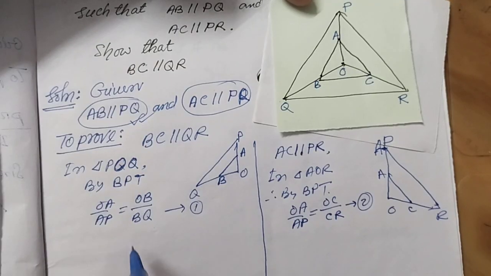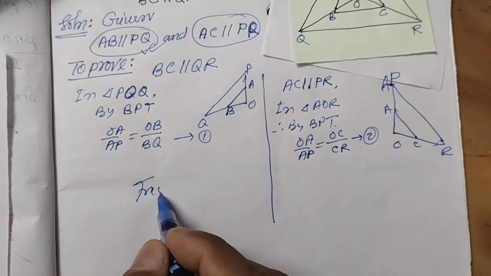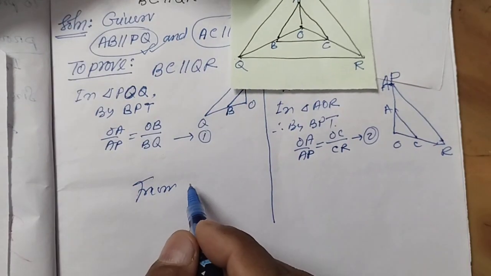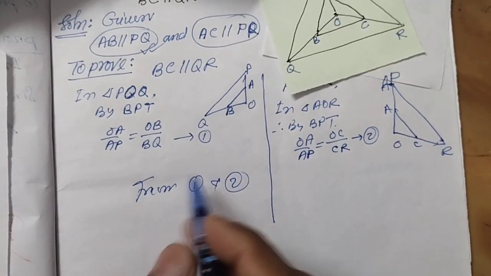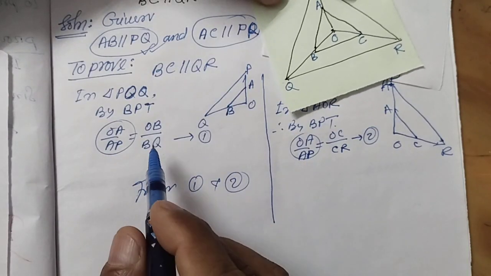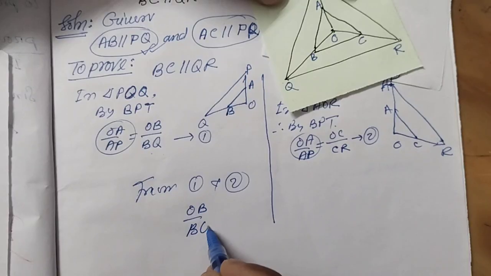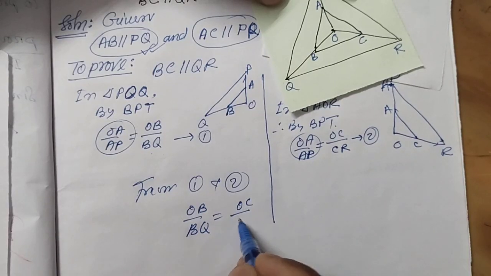Now you see from equation 1 and 2, LHS same for both. So if LHS are same, obviously RHS also must be same. So OB by BQ is equal to OC by CR.